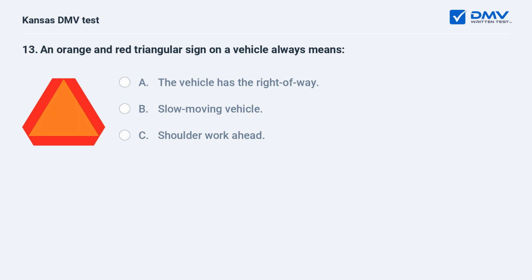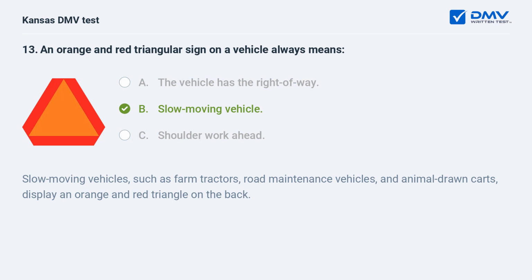An orange and red triangular sign on a vehicle always means A. The vehicle has the right of way. B. Slow-moving vehicle. C. Shoulder work ahead. B. Slow-moving vehicle.